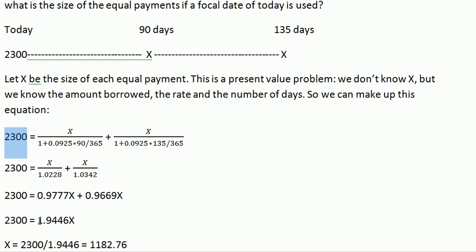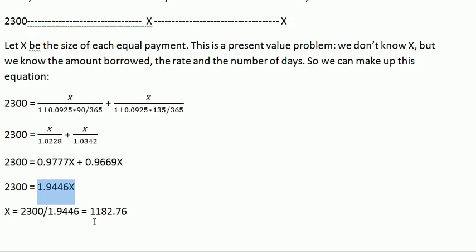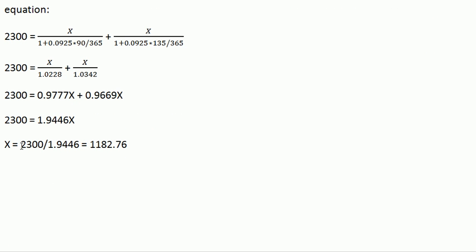This makes it much easier to add together the terms on the right hand side so that 2,300 equals 1.944x. The final stage is to divide through both sides by 1.9446, and we find therefore that x is 1182.76. So Ruby would pay 1182.76 after 90 days and the same amount of money after 135 days.